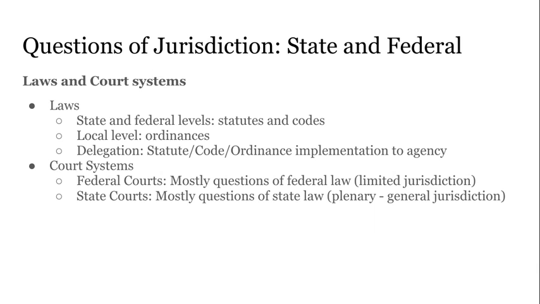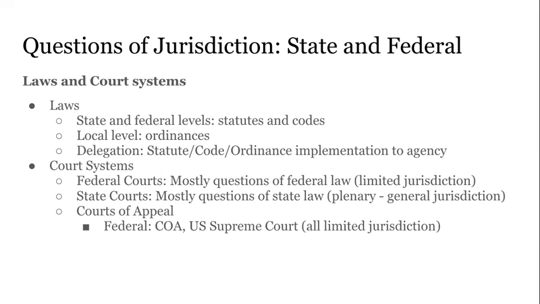But we do have federal courts and we have state courts in each state. And it's important to understand that they both exist in the same areas, but they are different. In terms of courts of appeal, both at the federal and state level, at the federal level you have courts of appeal, COA, and of course you have the US Supreme Court. And not only do you have courts of appeal, but then you have district courts. So the federal system has its own levels of appeals. There's not just one level of appeal before the US Supreme Court.